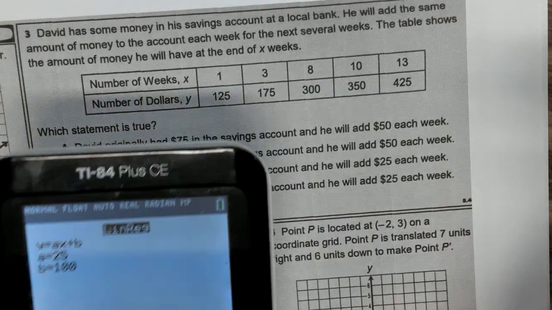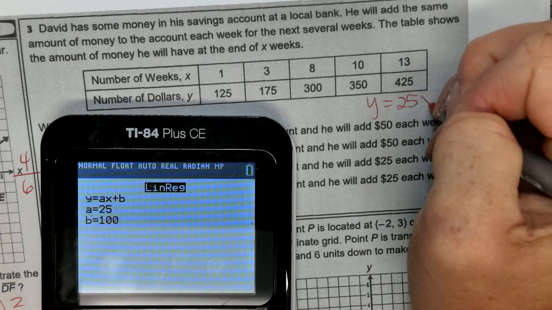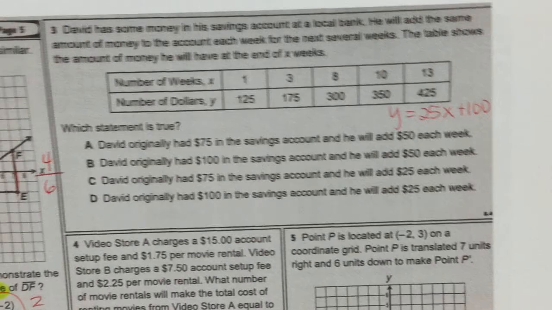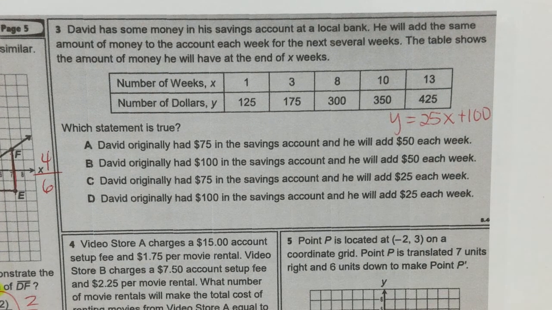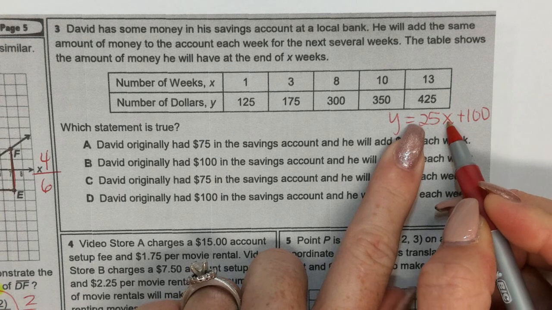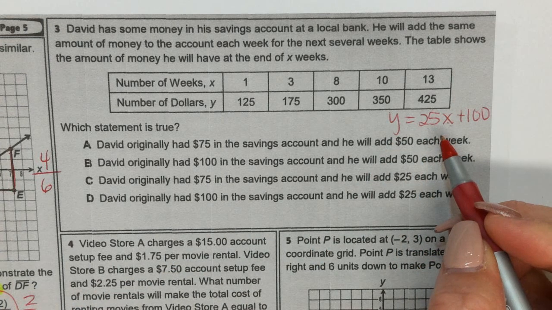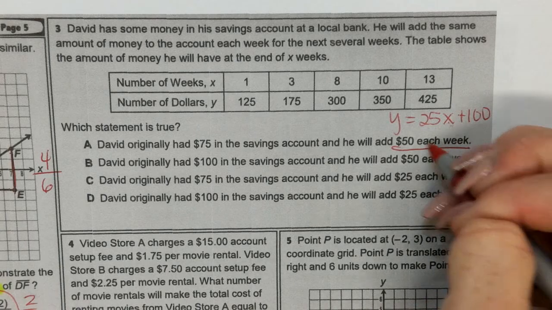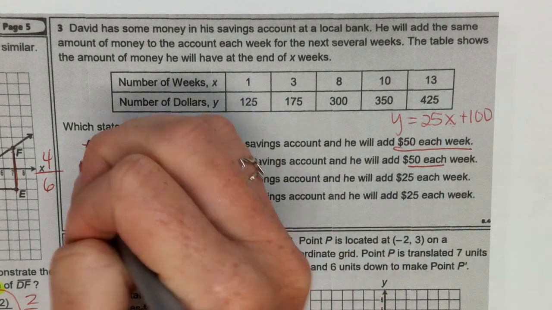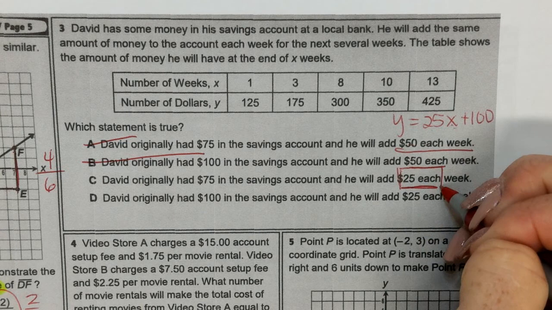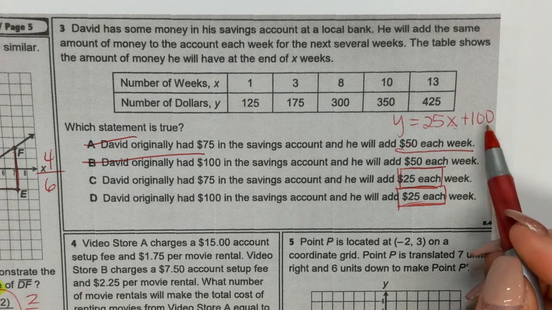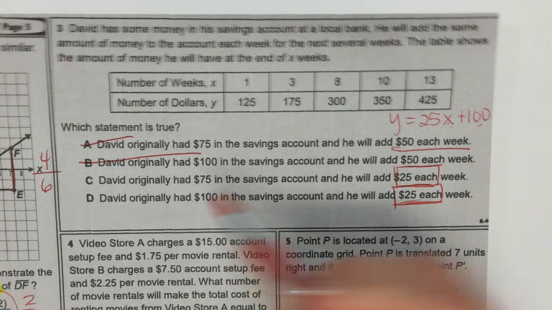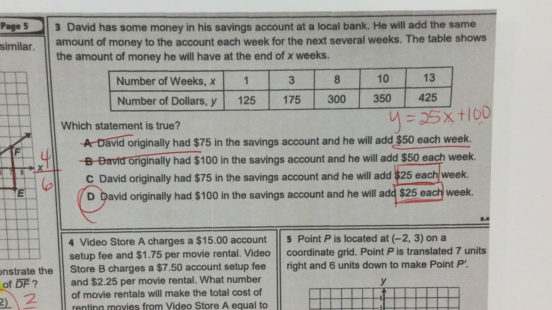Y equals 25x plus 100. So all you had to do was pick the answer choice that would write an equation like that. So 25 should get the x. 25 should have the per, each, every, or and. 50 had each. Nope. 50 had each. Nope. Did this one have 25 had each? Yes, so that one might be the answer. Did this one have 25 each? So now all I need to see is which one has 100 for the other number. D. Do y'all see how easy this test is really going to be?